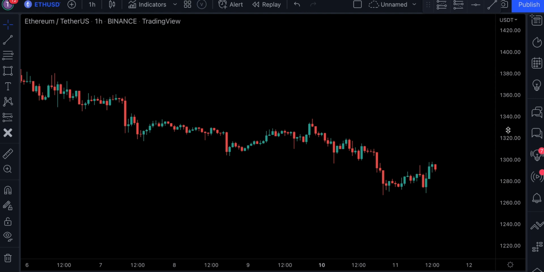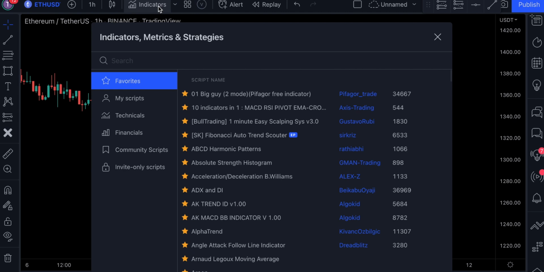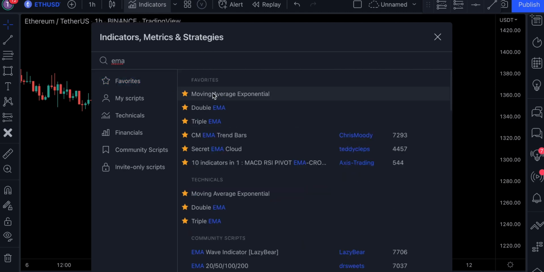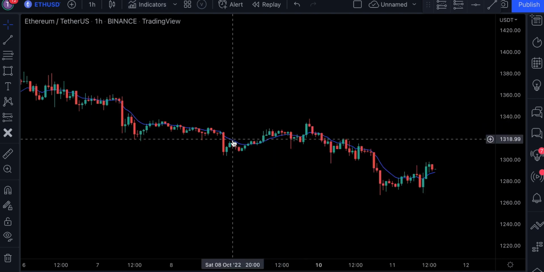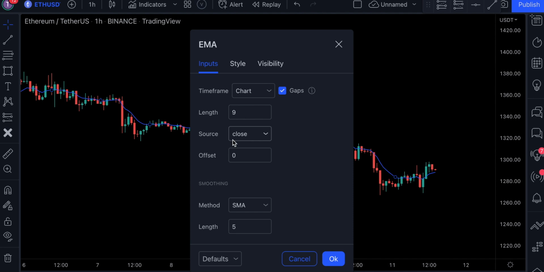Apparently this strategy works on all markets, so I'm going to be testing it on Ethereum USDT on a 1-hour time frame. Okay, now let's begin to build the setup step by step. First, we need to click on the Indicators tab and search for Exponential Moving Average. And let's add 3 of them. Now let's double click on one of them and change the length from 9 to 13.